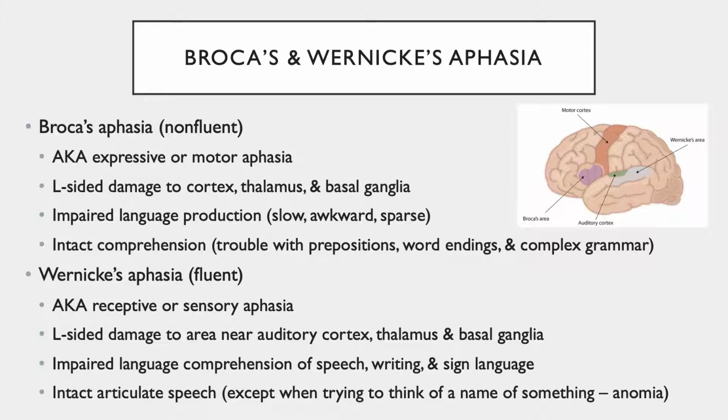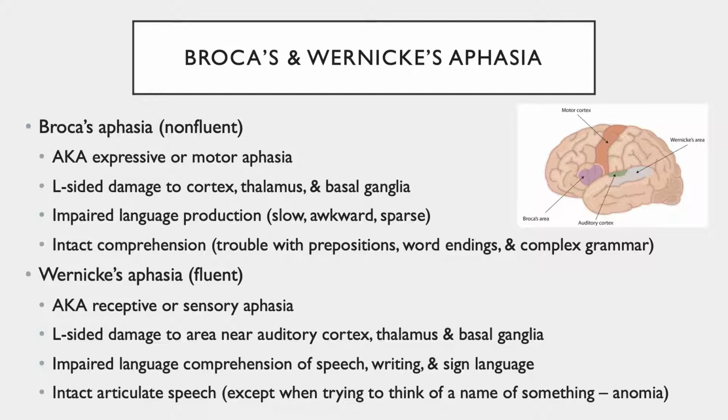While their language production is significantly impaired, they tend to have intact comprehension. While they can understand relatively fluently, they do tend to struggle with the use of prepositions, word endings, and complex grammar. They also have trouble understanding words that they don't tend to use, and they rely on logical guesses quite often to interpret what people are saying to them.